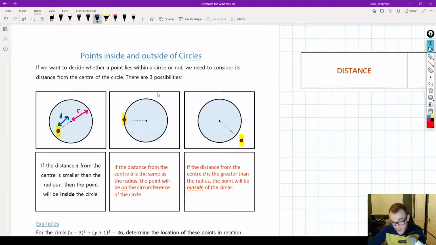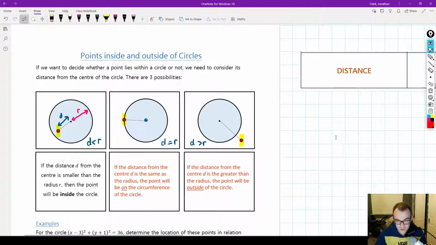Now, you may have read these already, but for a point inside the circle, you'd expect the distance from the center to be less than the radius. For the situation in the middle, the distance and the radius should be exactly the same, right? The point should be on the edge like this. The distance is equal to the radius. And finally, in this last situation, the radius would take us up to here. The distance is a little bit more. We'd expect the distance to be greater than the radius if the coordinate is outside the circle.